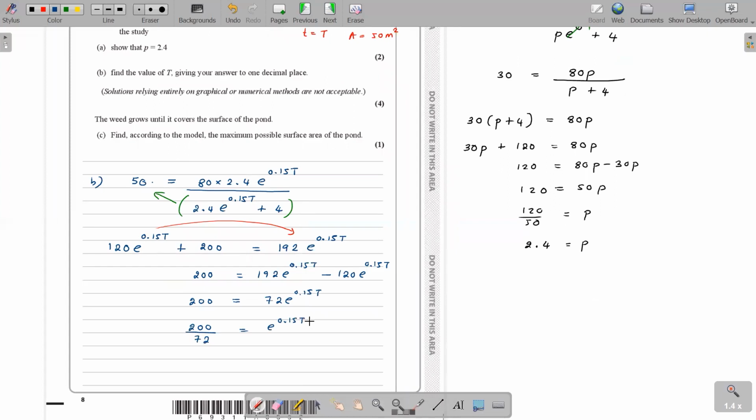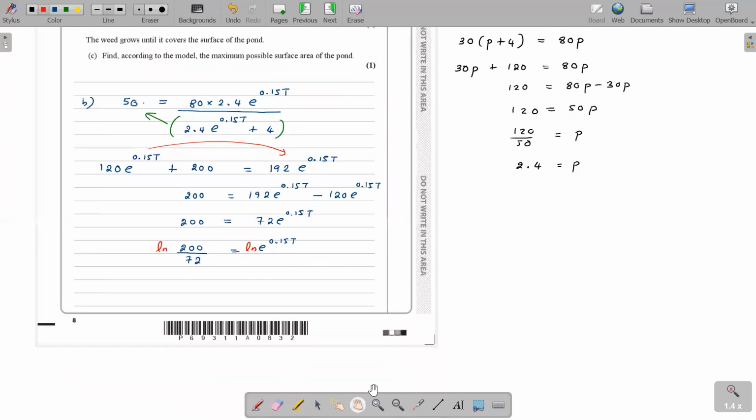Now t is a power here. How do we make t come down from the power? How do I bring it down? We use ln, right? We take logarithms on both sides. We basically use natural logarithms, base e logarithm. There's a reason why we use base e logarithm, because we have e here.